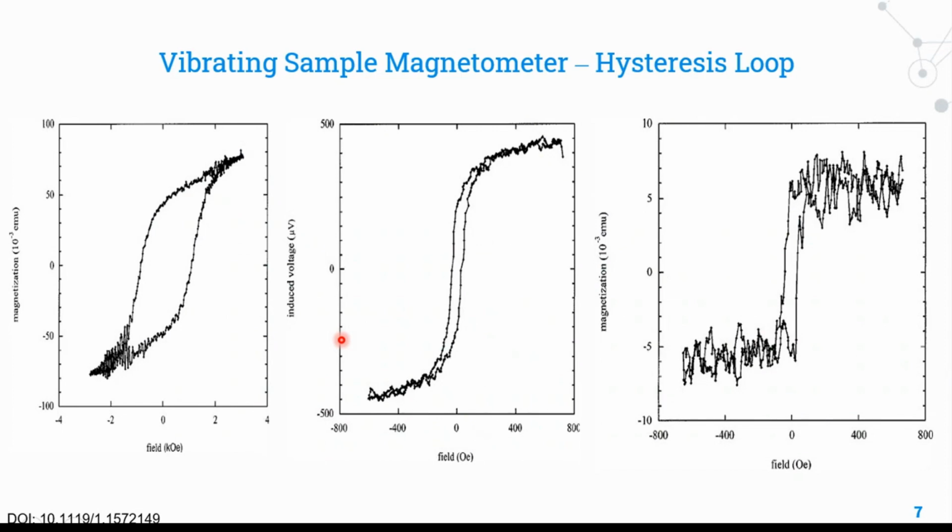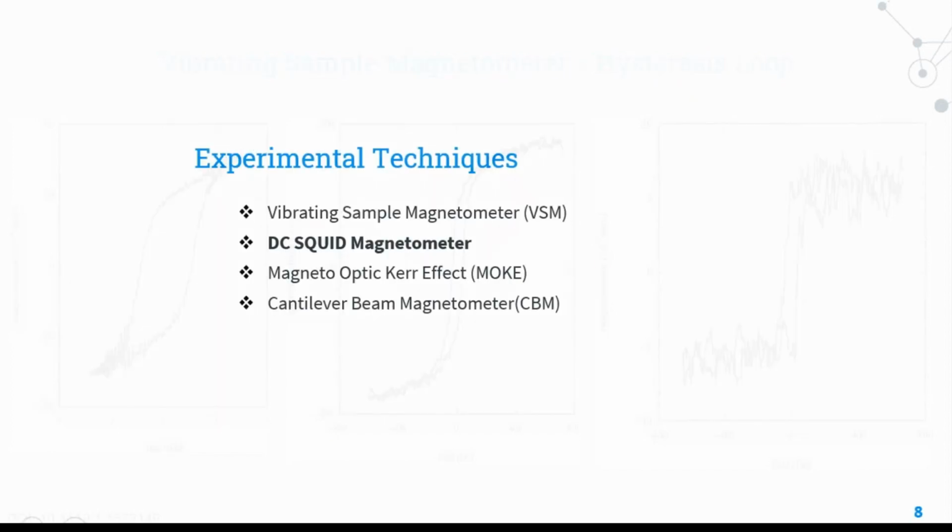So this kind of hysteresis loop we can get from the vibrating sample magnetometer. We can measure the retentivity and coercivity from this curve also. So this is the basic working principle of the vibrating sample magnetometer. Now I am going to the DC SQUID magnetometer.